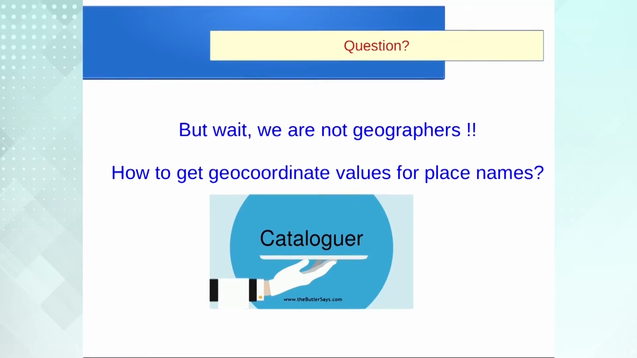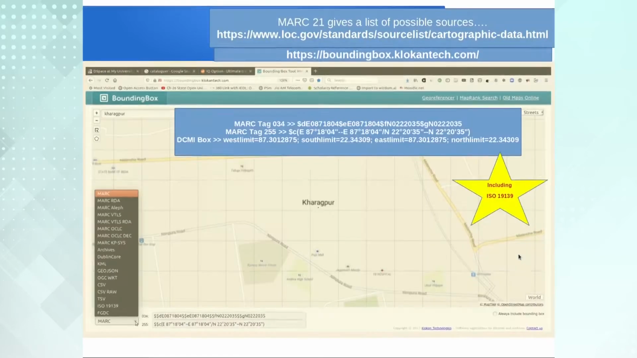Don't worry. If you go through your MARC 21 bibliographic data format, MARC 21 is a family of five coordinated standards: bibliographic, authority, classification, holdings, and community information. So, in the MARC 21 bibliographic format, you can have a guide under tag 034. MARC 21 gives a list of possible sources inside the loc.gov standards source list, cartographic data.html. For example, here is one of the source lists we are using.